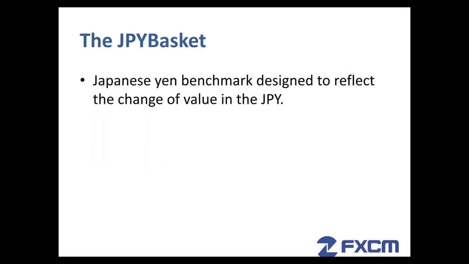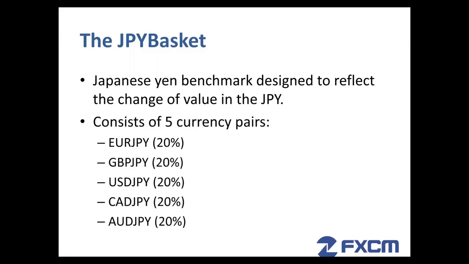The Japanese Yen Basket. This is a new and innovative product exclusive to FXCM, and it is a benchmark designed to reflect the change of value in the Japanese yen. It is made up of 5 currency pairs: the Euro Japanese yen, the Pound Japanese yen, the US Dollar Japanese yen, the Canadian Dollar Japanese yen, and the Australian Dollar Japanese yen.